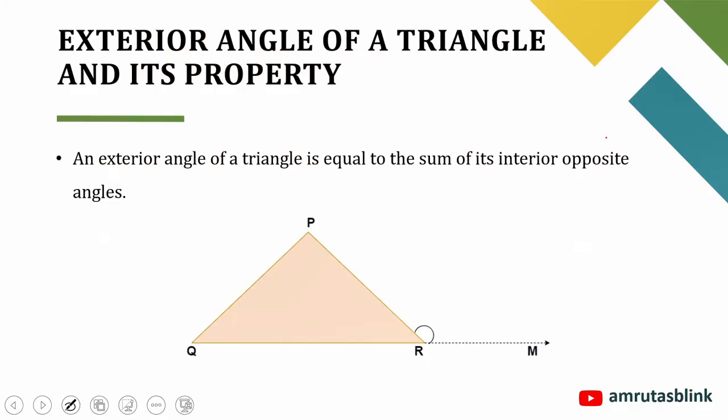Exterior angle of a triangle and its property. The angle which lies in the exterior part of the triangle is called an exterior angle. So suppose you extend any one of the sides, then the angle formed is called an exterior angle. An exterior angle of a triangle is equal to the sum of its interior opposite angles.